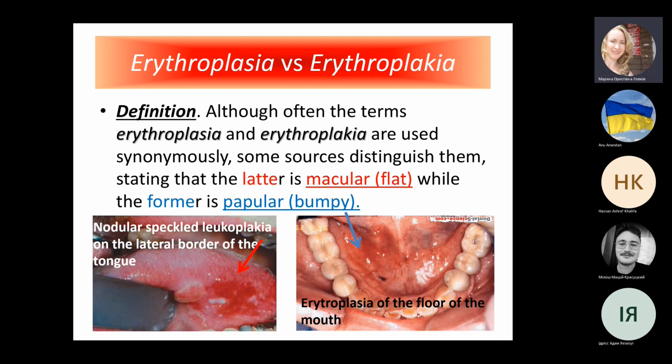Definition of erythroplasia or erythroplakia. Although often these terms, erythroplasia and erythroplakia, are used synonymously, some sources distinguish them, stating that the latter is a macular, flat lesion, while the former, erythroplasia, is papular, bumpy. Another name is speckled leukoplakia as well.